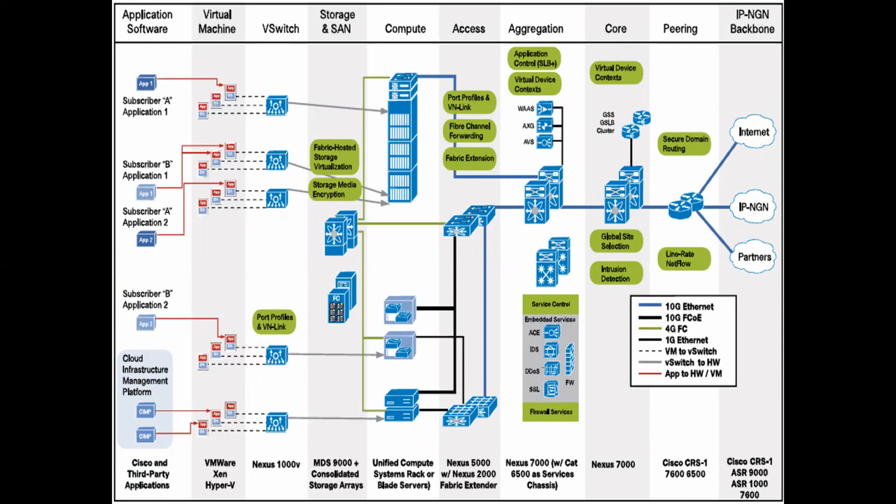In this block, we see subscriber A using application 1. We have a second user, subscriber B, that still uses application 1. Now subscriber A also has application 2. It's the same idea for all these users. In here, we have the cloud infrastructure management platform, where humans interact with the hardware. This is Cisco and third-party applications. The top is third-party and Cisco.